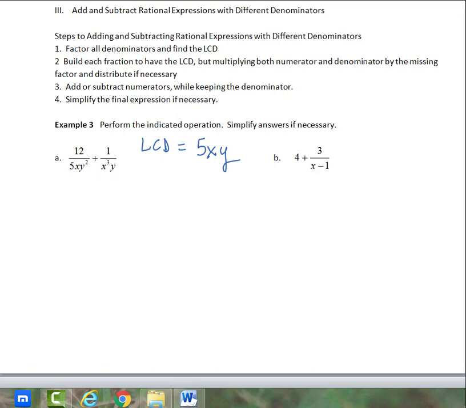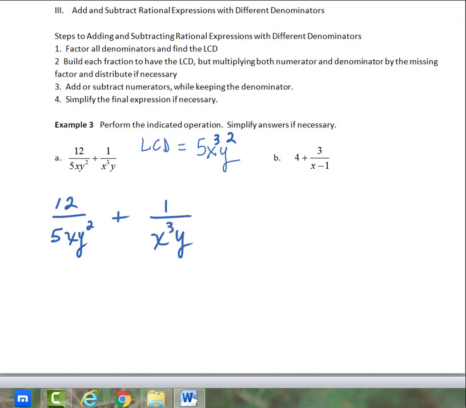Right. The highest power that we see on x is a 3. The highest power on y is a 2. So my LCD is 5x cubed y squared. Now what I need to do, and when I rewrite these, I'm going to leave a little space because I've got to build.